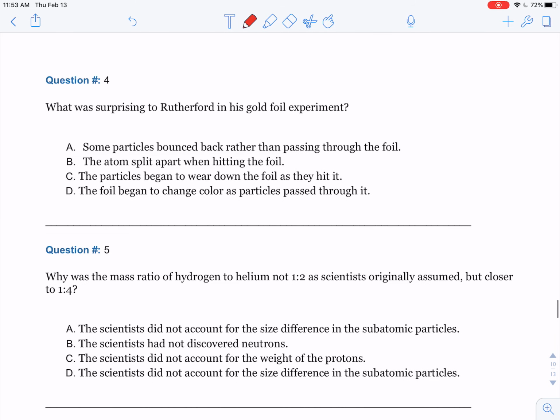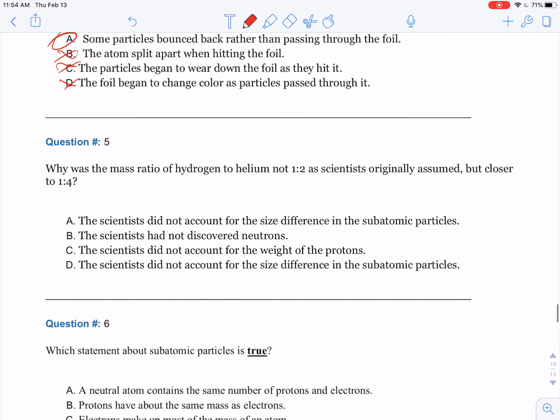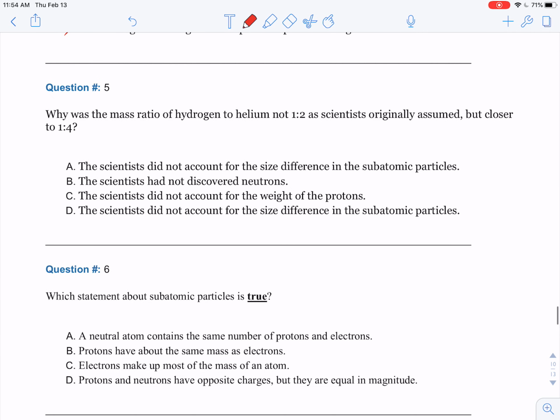What was surprising to Rutherford in his core experiment? The atom split apart when hitting the foil. Actually, that didn't happen. The particles began to wear down the foil as they hit it. That was not observed. The foil began to change colors as particles passed through. That also was not observed. It was the fact that some particles were bouncing back. That was the most striking observation.